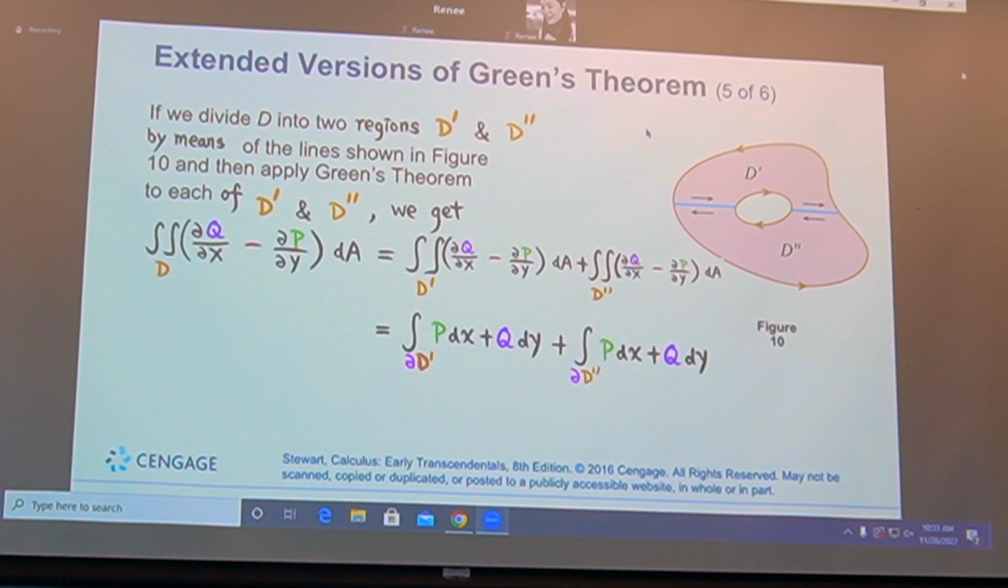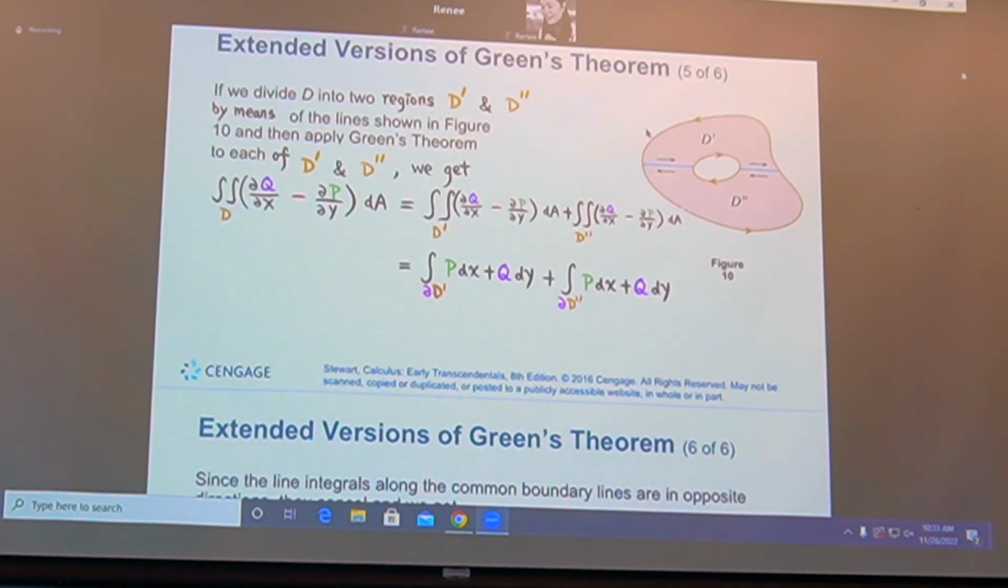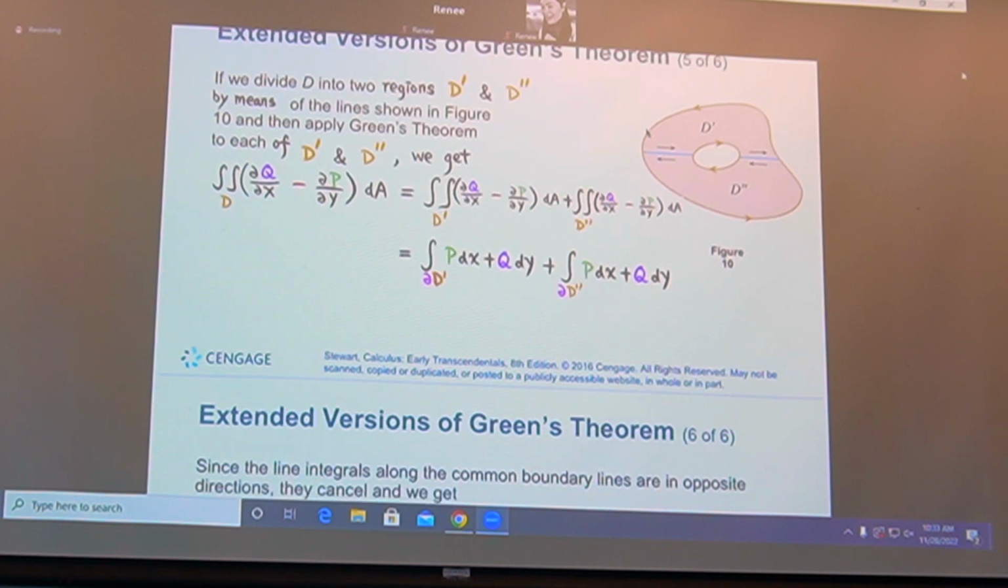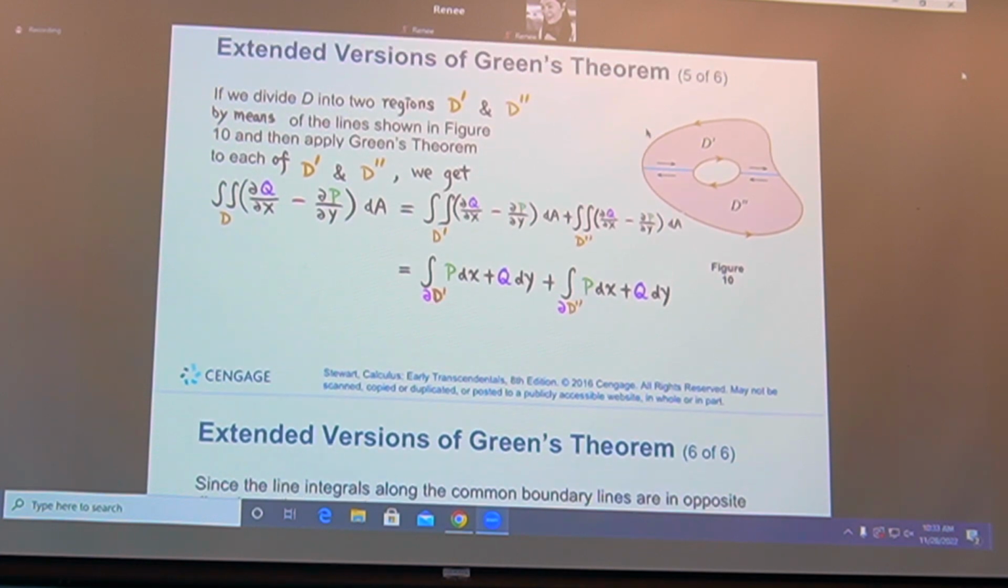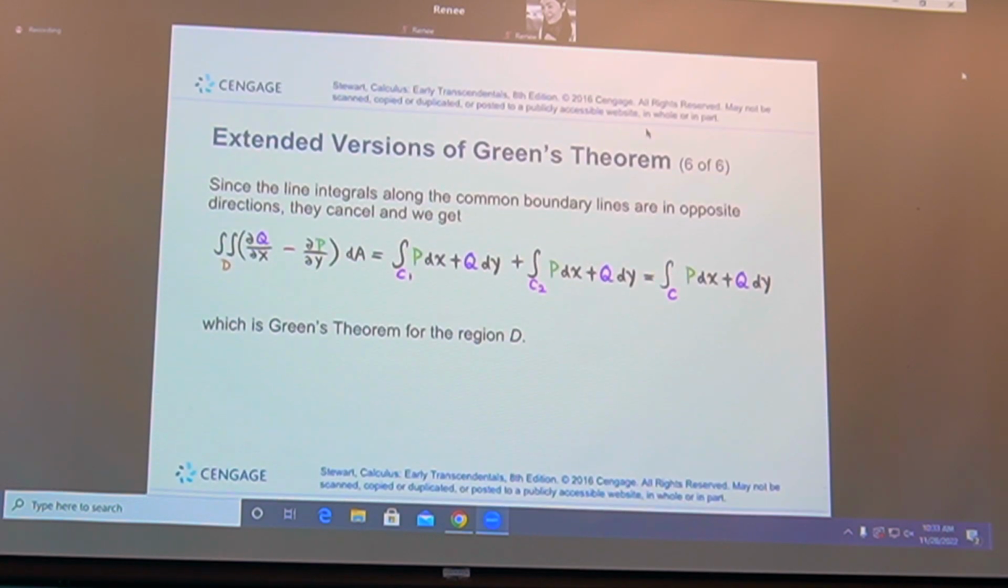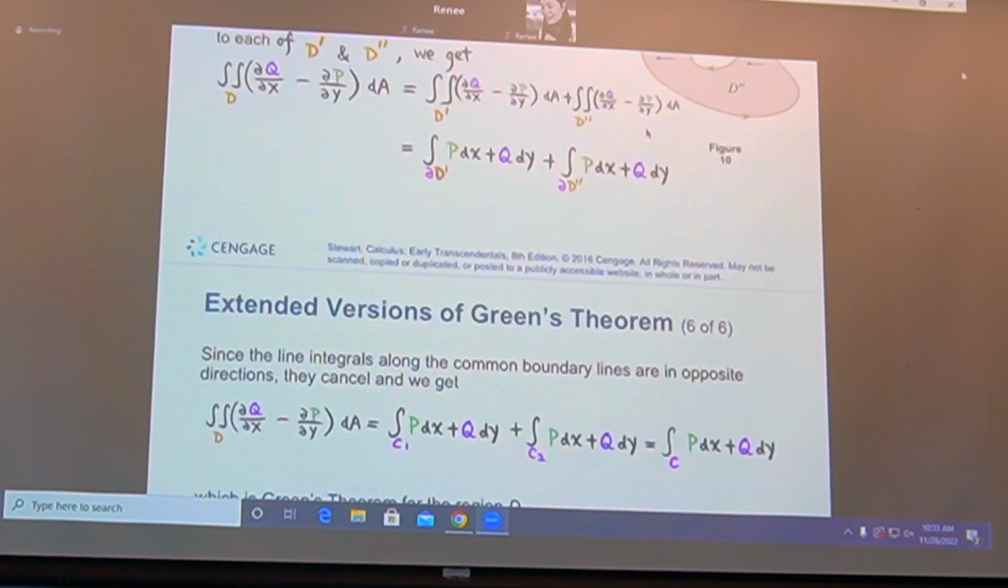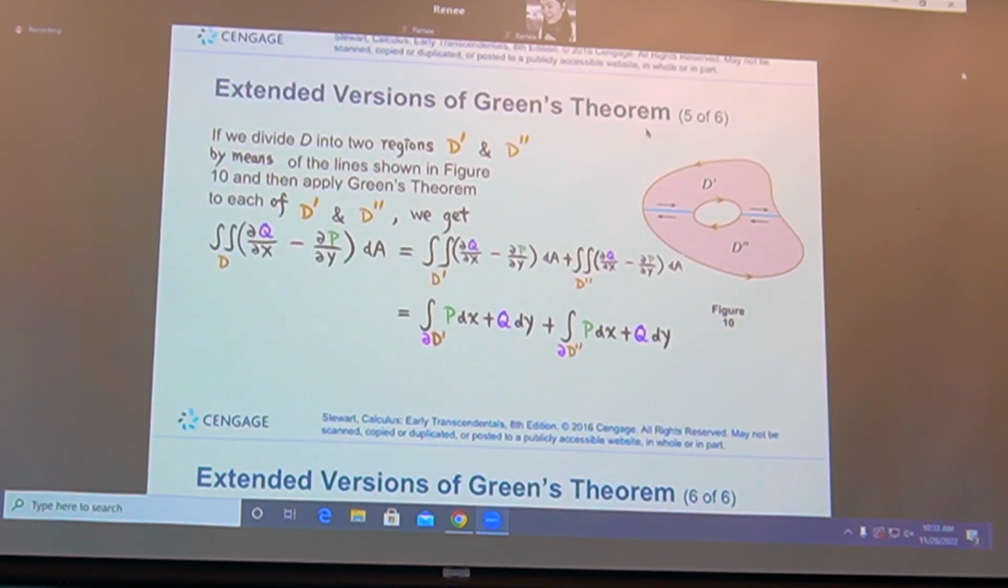When you sum the boundary of D prime and D double prime, because these two are in opposite directions, they will cancel out. Then you just get the boundary of D, right there. So Green's theorem will hold. C1 union C2 is C. So it's going to hold even for a region that has a hole in it. That's pretty cool, isn't it?